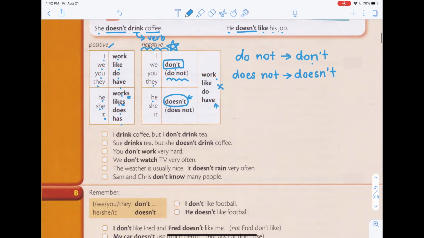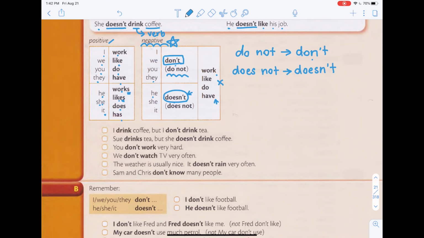Okay, so let's read some examples. I drink coffee, but I don't drink tea. Let's look at Sue. Sue drinks tea. This is normal. But she doesn't drink coffee. Remember, because of the doesn't, you already used the es. You do not have to use it for the word drink. Sue drinks tea, but she doesn't drink coffee.